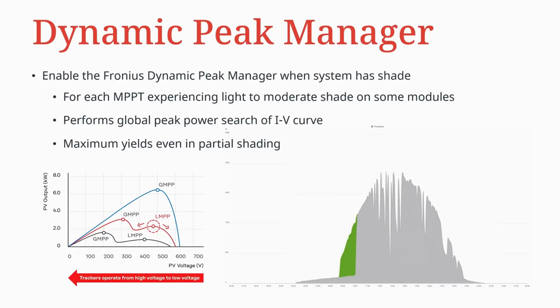So in cases where you do have shade, we do have this dynamic peak manager that's built into the inverter. It's free with all of our inverter models, performs that global peak power search and maximizes the yields for the end customer. When you're going through your Enact tool and you see, okay, there's a little bit of shade on this portion of the roof, I still want to have PV modules there, but I need to mitigate that in some way. The dynamic peak manager is there for you.